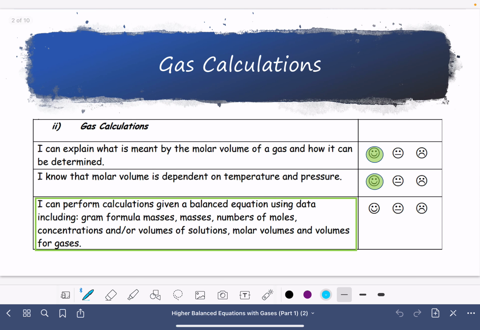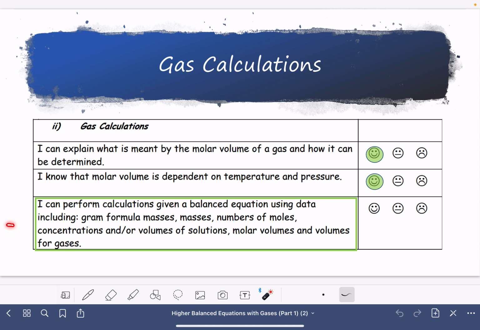This is connected to the learning outcomes that we went through last day when we were looking at the molar volume of a gas and how it can be determined. And we should also know that molar volume is dependent on temperature and pressure.